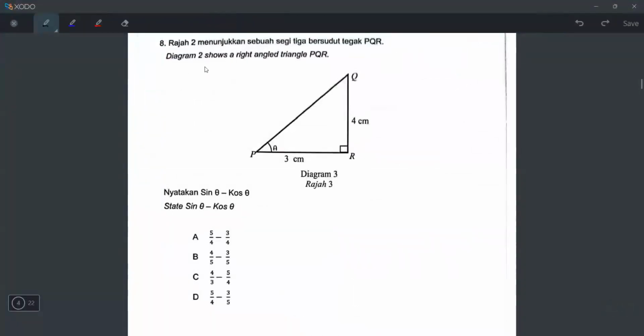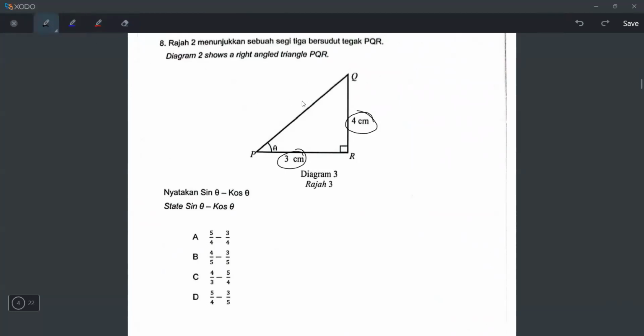Number 8. Diagram 2 shows a right angle. So automatically, if it's a right angle, there are two formulas you can use. First is the Pythagoras theorem. Second is the trigo. But I'm not sure yet, let's see what the solution says. They give you 3 cm, they give you 4 cm. I already know this is 5 cm. How? Because of Pythagoras theorem.